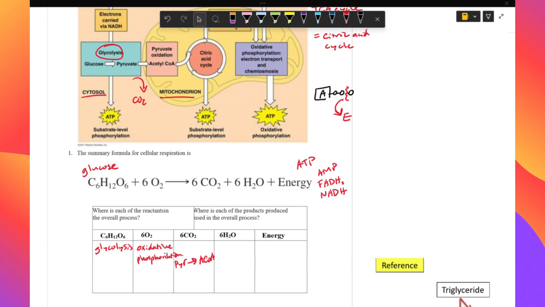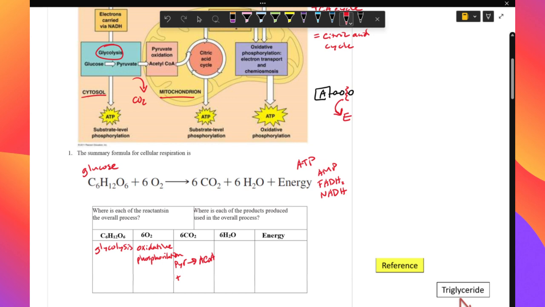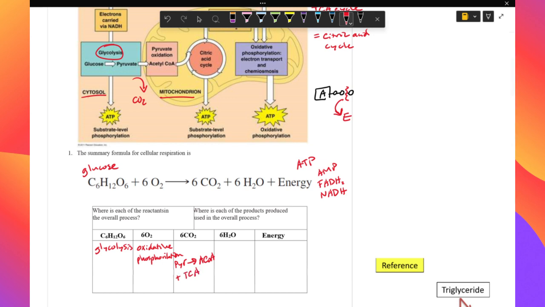We also have it present in the citric acid cycle, the TCA cycle, or the Krebs cycle, all the same thing. Water shows up as a byproduct of oxidative phosphorylation again. And I'm going to go ahead and show that here.